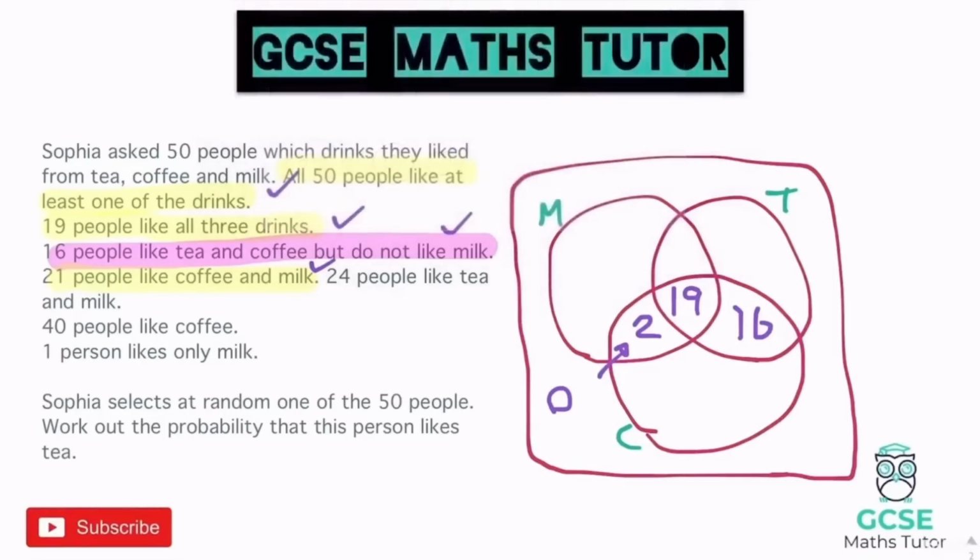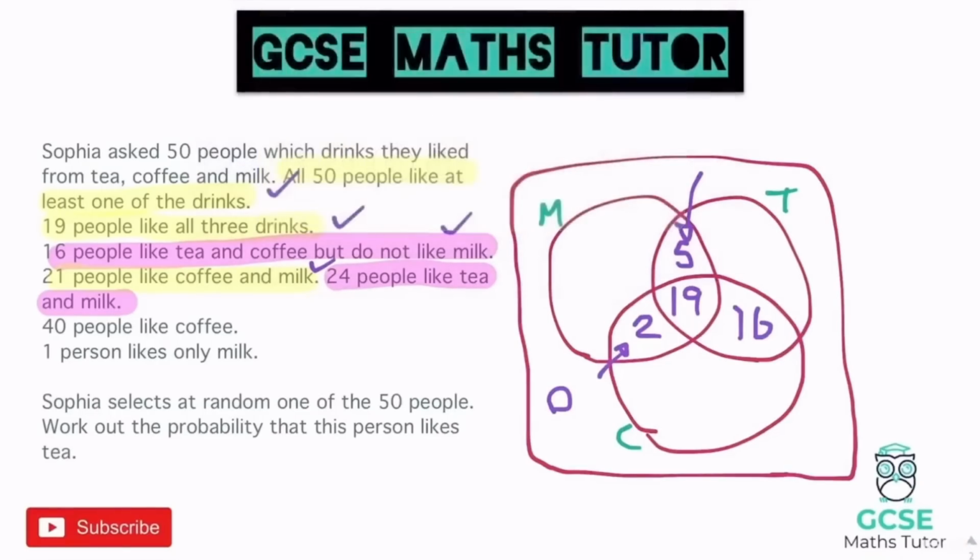We've got 24 people like tea and milk. Well, tea and milk is this one here. But again, it doesn't say that they don't like coffee. So 24 people like tea and milk, 19 are already in there, so that's going to be an additional 5 people. That makes 19 and 5, 24 people in total that like tea and milk. On to the next one.